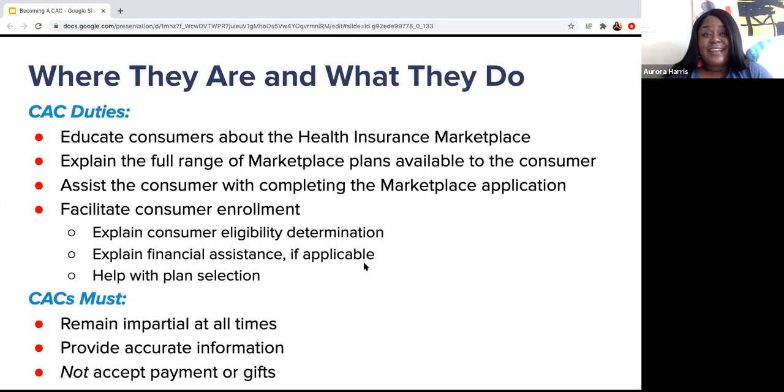The information that you provide needs to be accurate, obviously. And you cannot accept payment or gifts. This is really a volunteer role, unless maybe CAC work is a part of your job at a health center or something like that, but you're not to accept payment or gifts or anything like that for this.